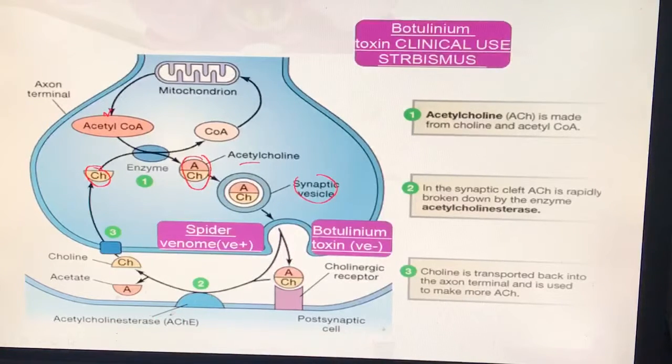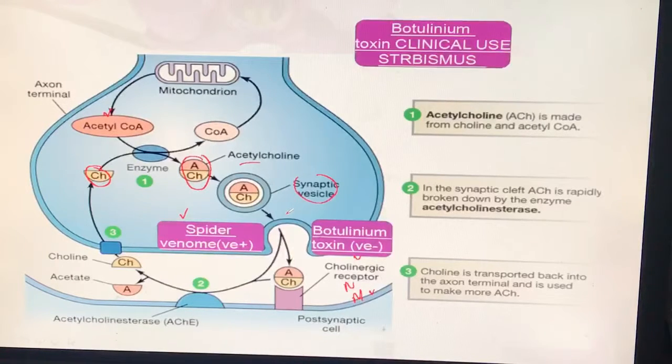Then after acting, when the function is done, acetylcholine acts on a receptor. This receptor may be a nicotinic receptor or a muscarinic receptor, depending on whether it is on an effector organ or a nerve. The muscarinic receptors are M1, M2, M3. Okay, next, what is the role of the botulism toxin? What is the clinical relevance with acetylcholine?